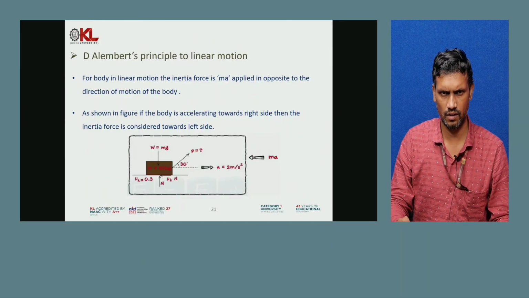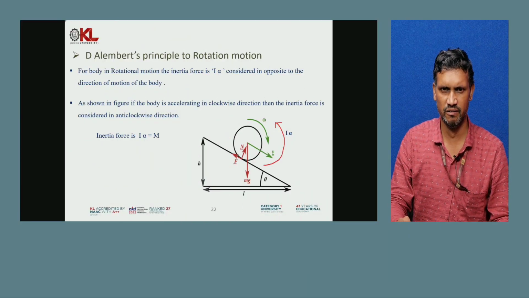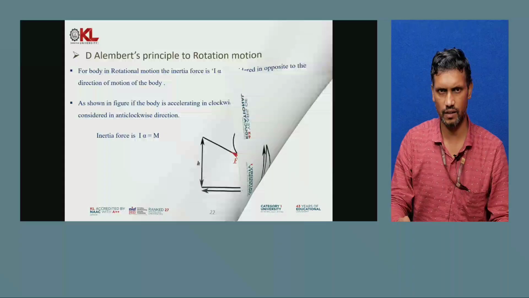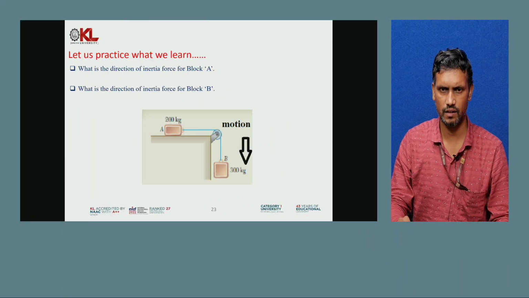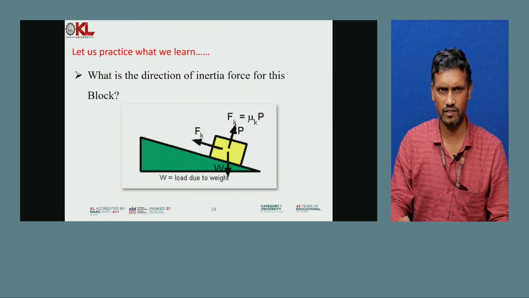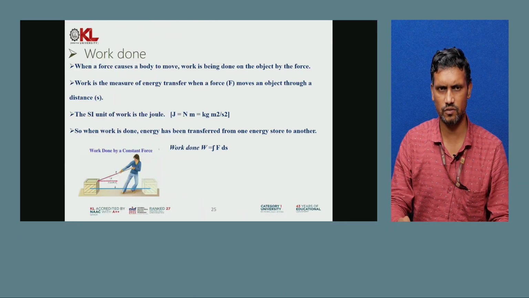Now these are some examples of how to solve using D'Alembert principle. This is about rotational motion where D'Alembert principle is required. I alpha equals m. Previously F equals ma, now here I alpha equals m. This is one of the examples again. One block is on the horizontal, another is on the vertical, hanged with the help of a rope through one pulley. A wedge sliding. These are all examples which you can solve.